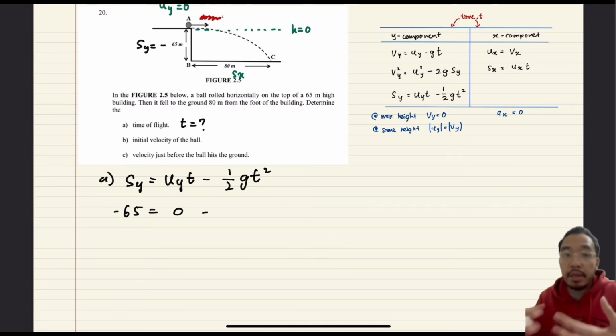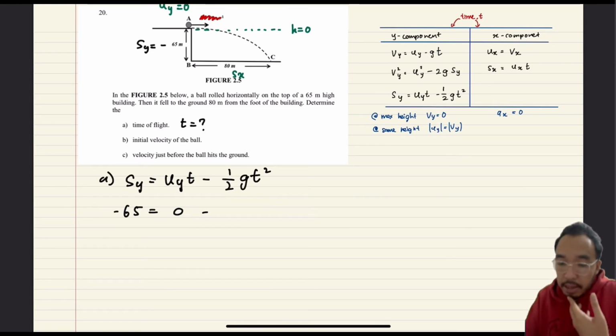Even if the question didn't give you the diagram, you can understand that Uy is equal to 0 if you have a specific information sentence like this. Ball rolls horizontally. It is being released horizontally. So you know that when it is being released, you only have U in x component. If you're not sure, WhatsApp me.